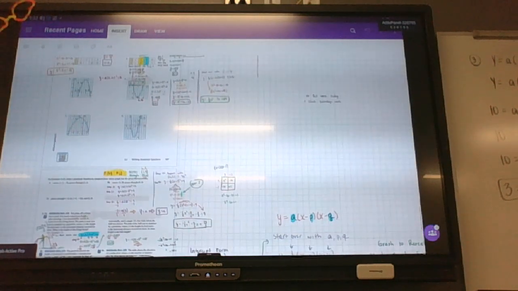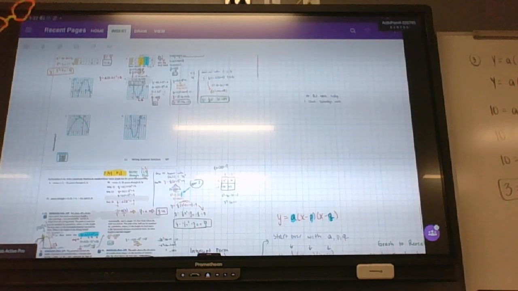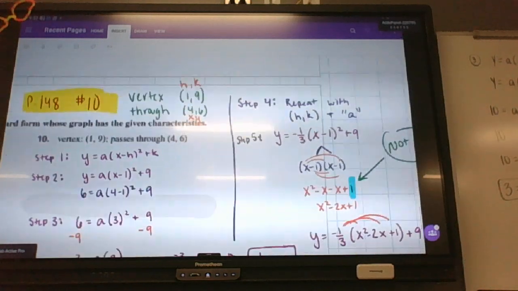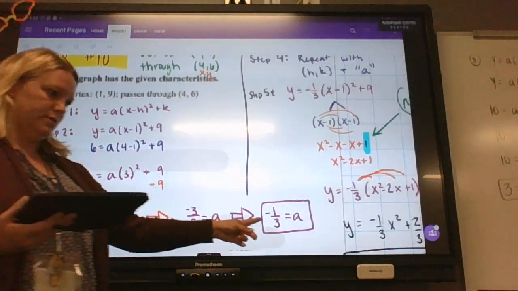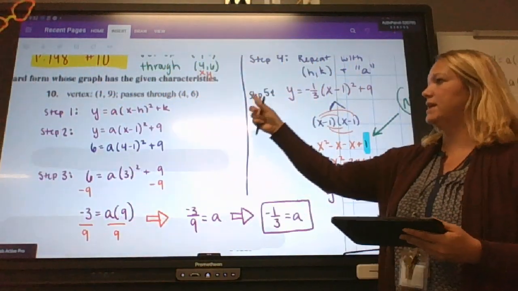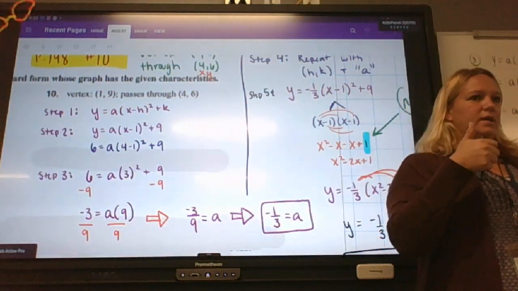Okay, so did I begin number 10 yesterday? Yes. Okay, let's take a look at it. We found that A was negative 1/3. Everybody thumbs up if number 10. We're all together with A is negative 1/3.